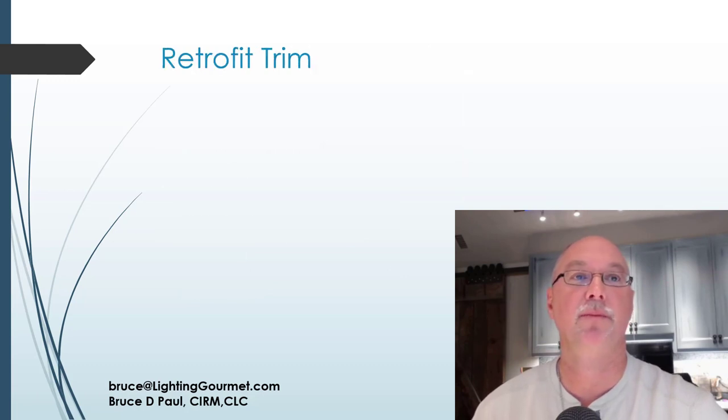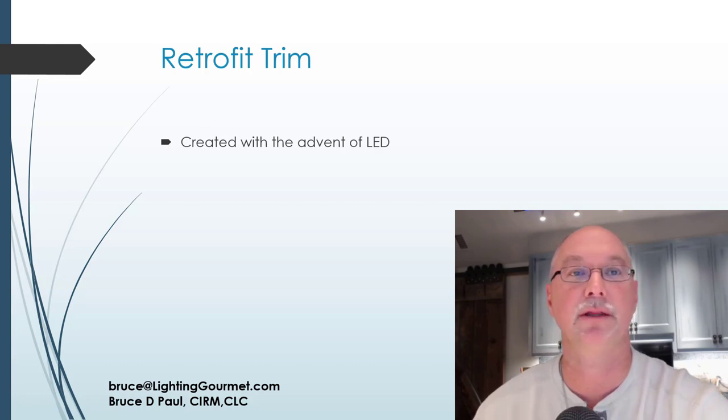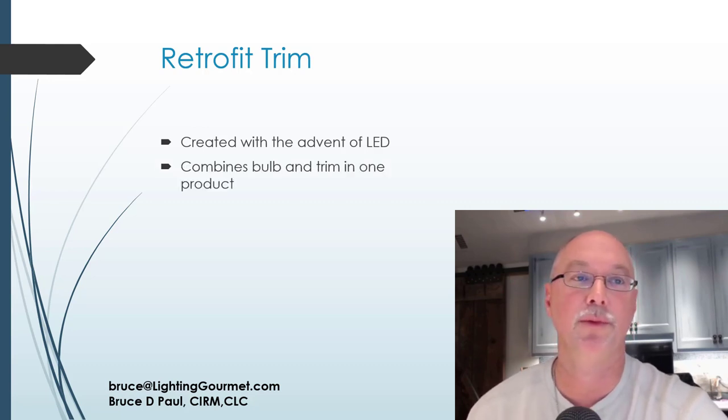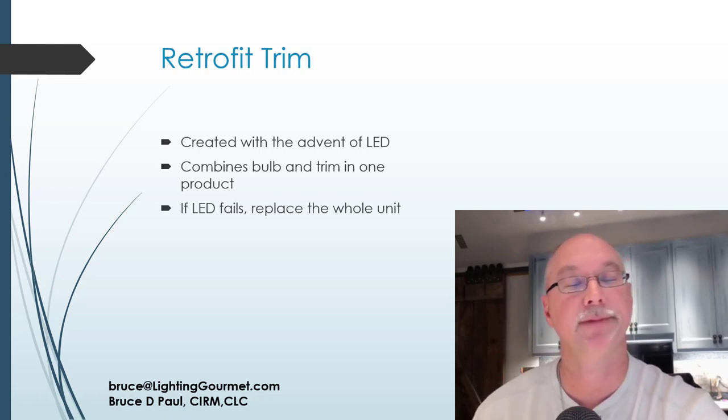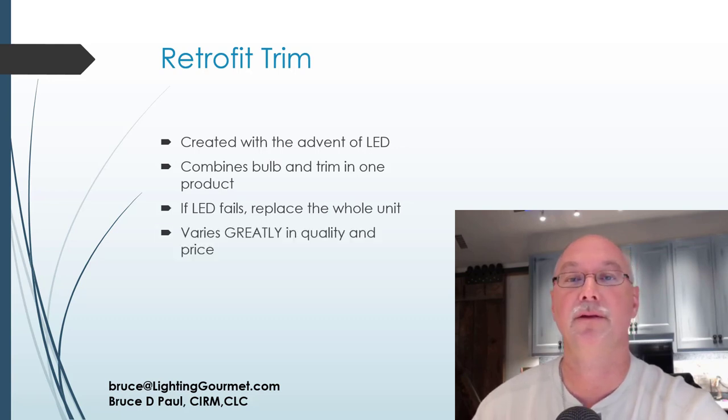And a retrofit trim, I've got another video on that, but it basically came about with the creation of LED in the lighting world. We're taking the bulb and the trim and making it into one product. The high quality stuff is great, the low quality stuff, not so great. So choose carefully. But if the LED fails, you basically replace the whole unit, and it might take 5 or 10 minutes at most. It's a very easy exercise. Actually, it might take about 60 seconds, it depends on how you do it. Again, the quality varies greatly, and so does the price, and they go together. So a low price is usually lower quality, and vice versa.